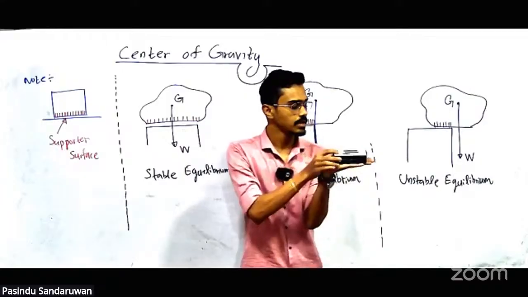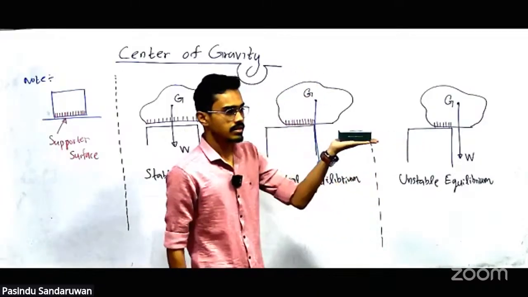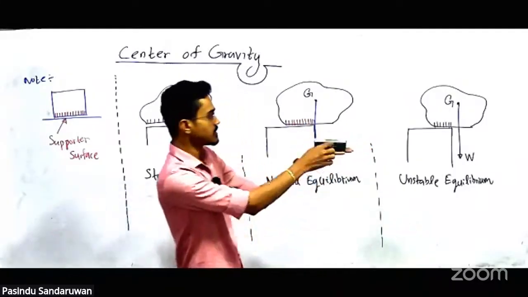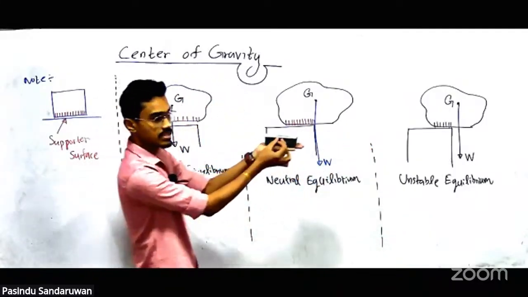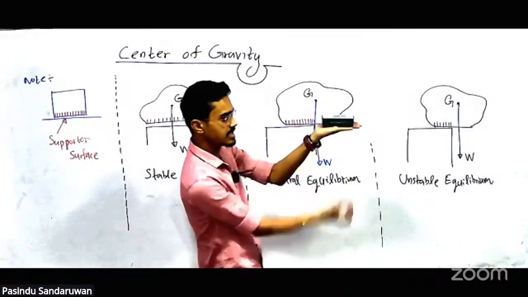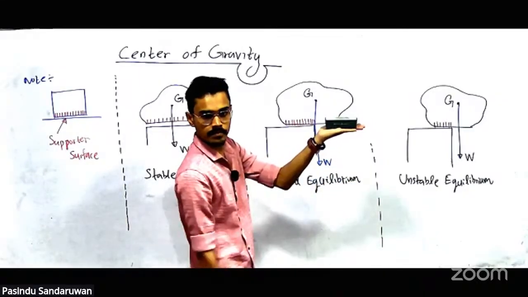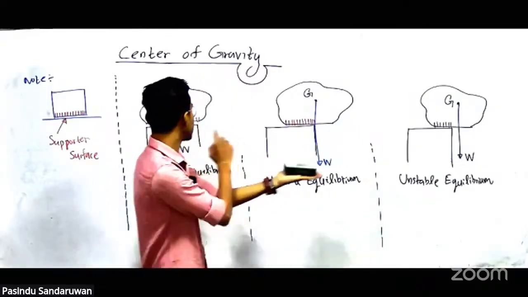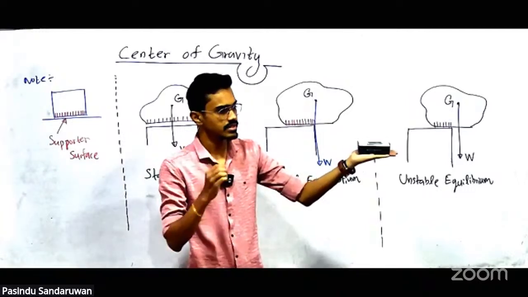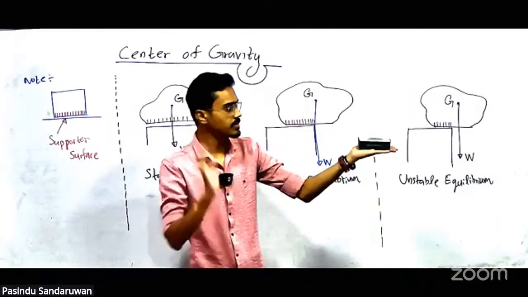Now, when I keep this on the palm like this, you know the center of gravity is somewhere in the middle. Imagine the acting line of weight W like this. That is inside the border, so this is totally stable. Nothing is going to happen.